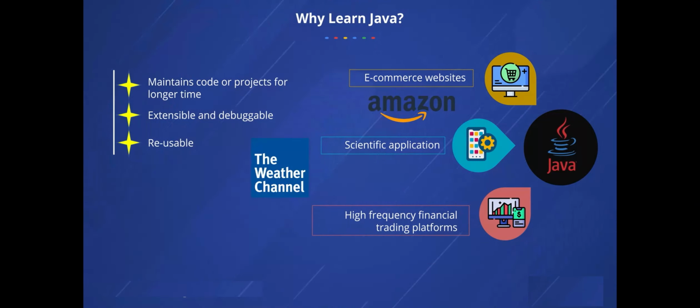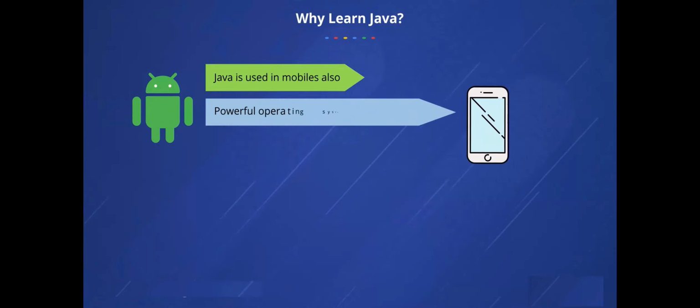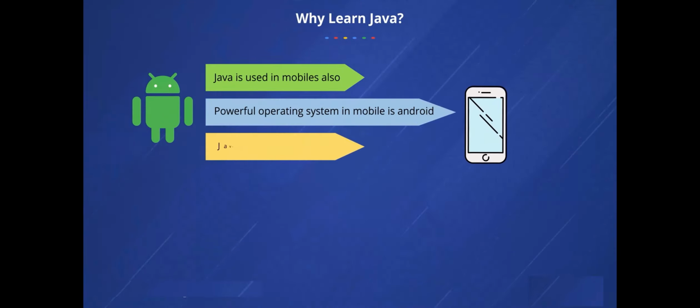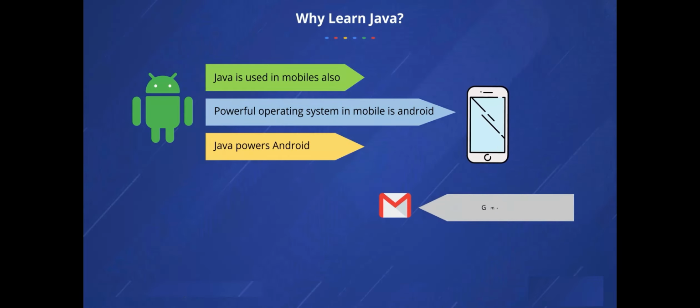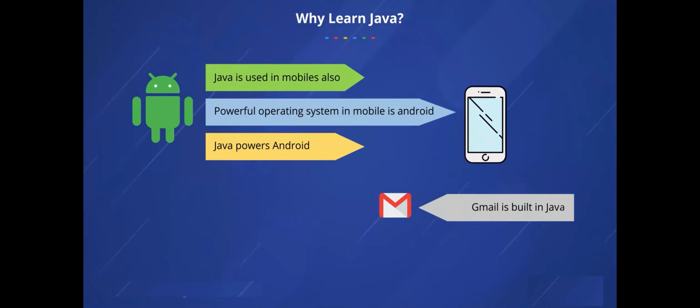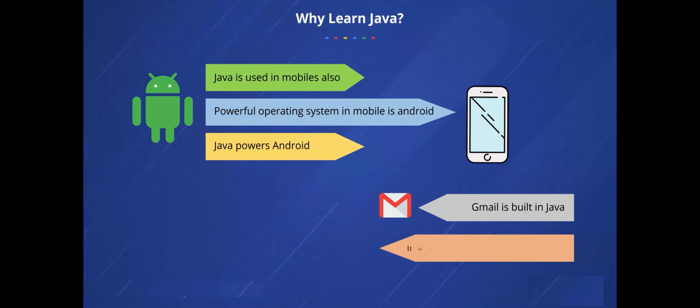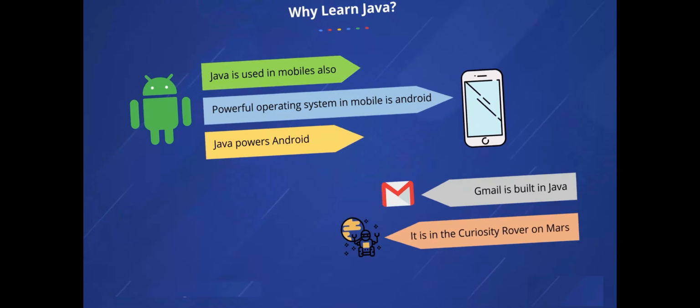Now, Java, like I said earlier, is also used on mobiles. One of the powerful operating systems on mobile is Android, and Java in fact powers Android also. And in fact, most of Gmail is built in Java, and it is in the Curiosity rover on Mars as well.